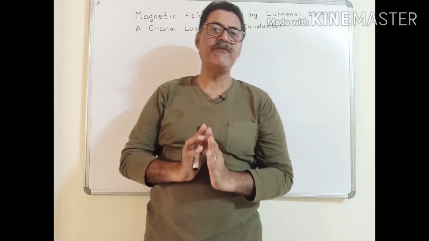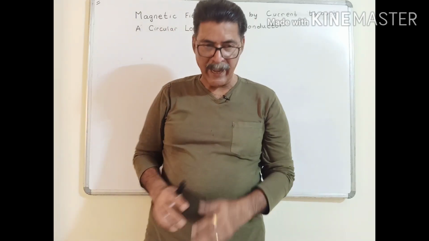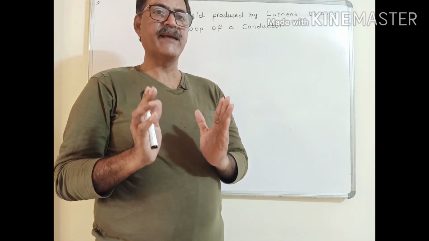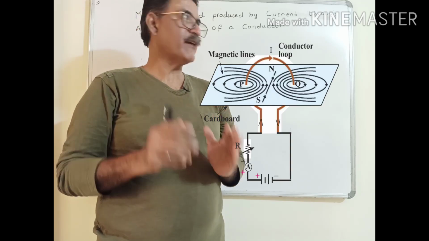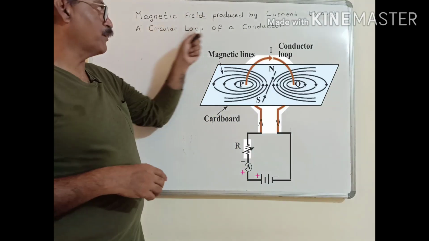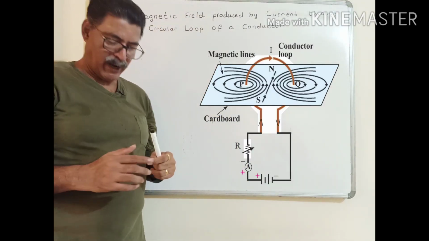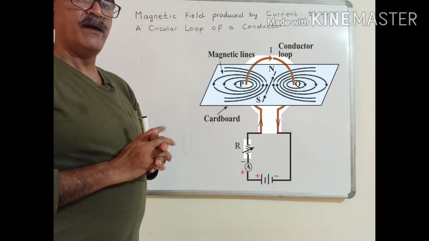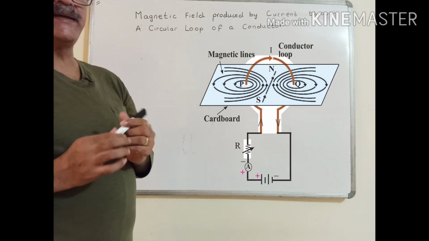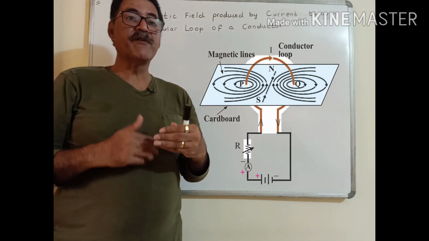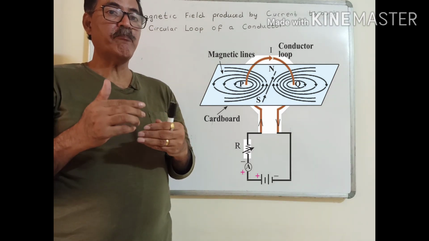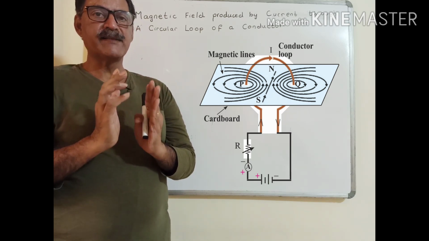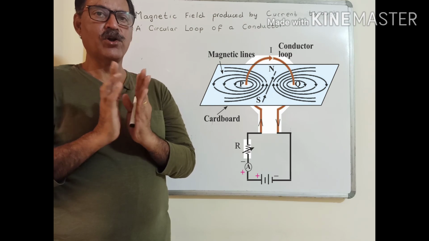Now students, today we are going to take up what is known as the current carrying circular loop and the magnetic field. So today we will be talking about the magnetic field produced by a current carrying circular loop. Right? Now what has to be done basically is we will study the pattern of the magnetic lines of force that are produced by this current carrying circular loop.